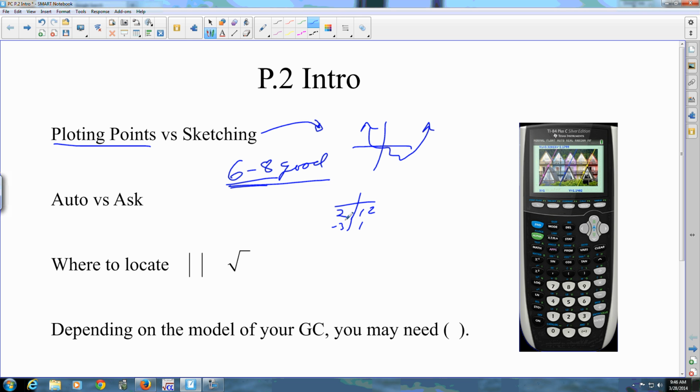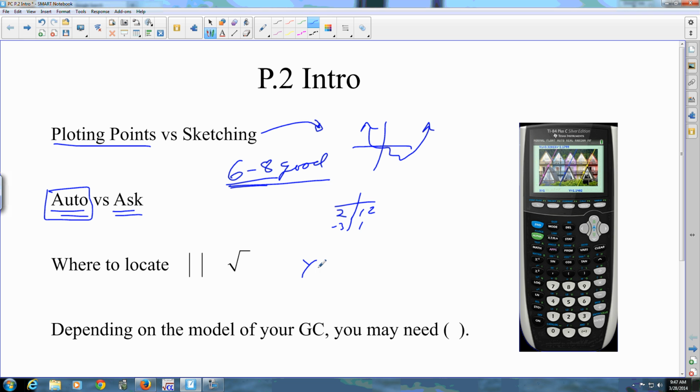nothing else shows up in your table, then it's set to ask, and you need to turn on the auto portion of it. And you would go second table set, it's right there, second window, which is table set, and then you're going to set both of them to auto rather than one of them being set to ask.